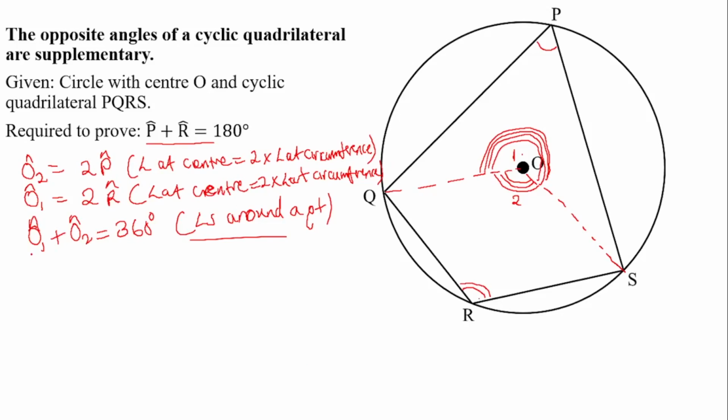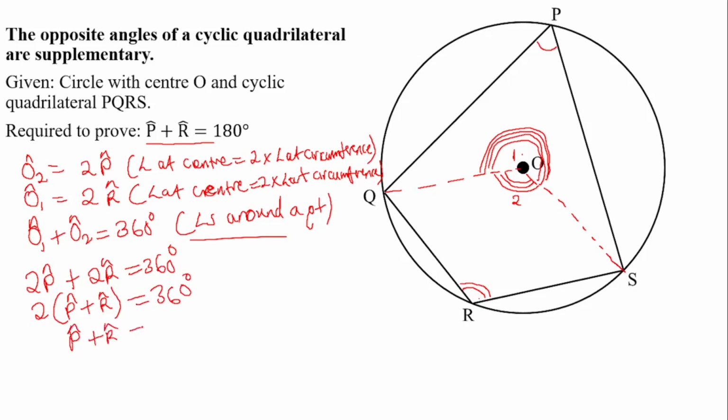We know our O1 is 2 times angle R, and then our O2 is 2 times angle P, is equal to 360 degrees. Then we can factor out 2 there, and then it becomes angle P plus angle R inside the bracket is equal to 360 degrees. Then divide by 2 on both sides. Angle P plus angle R is equal to 180 degrees. This is how we prove the theorem which says that the opposite angles of a cyclic quad are supplementary.